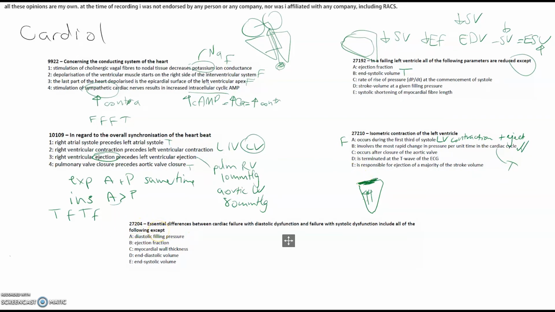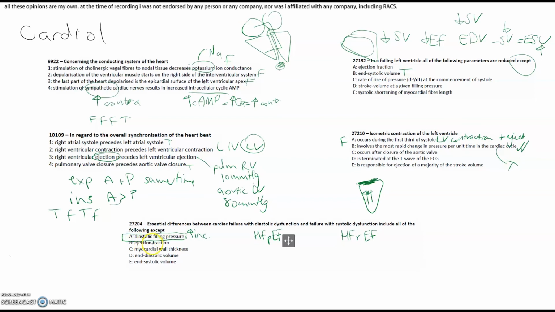And with this final question, the essential differences between cardiac failure with diastolic dysfunction and failure with systolic dysfunction. Systolic dysfunction is heart failure with reduced ejection fraction, and diastolic dysfunction is heart failure with preserved ejection fraction. Include all of the following except. So we're finding one that both HFpEF and HFrEF have the same parameter for. So diastolic filling pressures. Now remember, we talked about how the diastolic filling pressure in both of them is actually increased for different reasons. So this is actually the first correct answer.